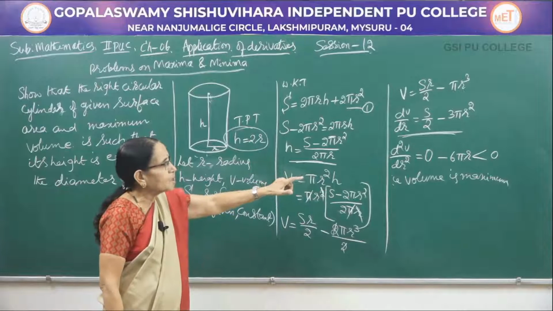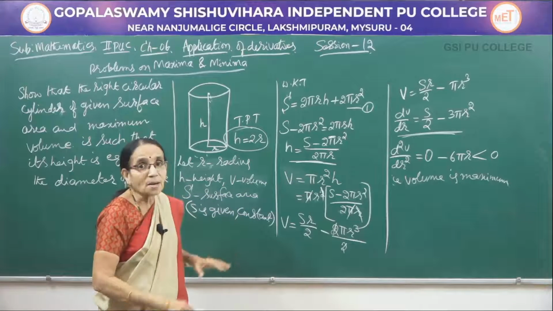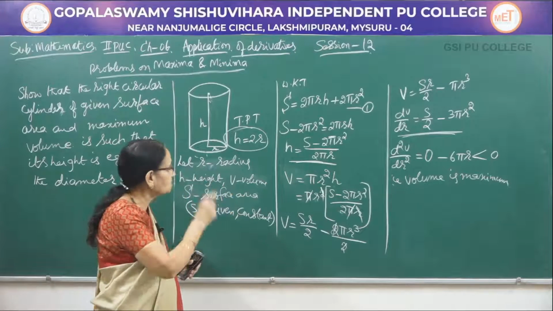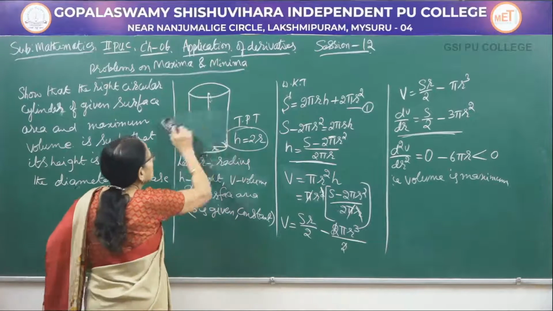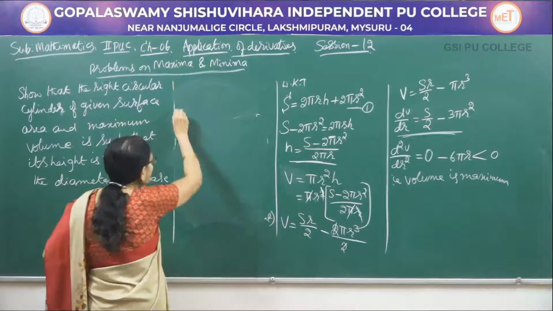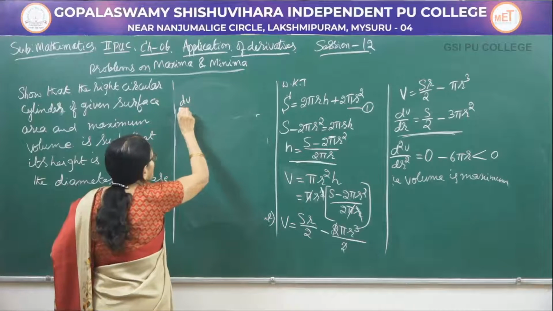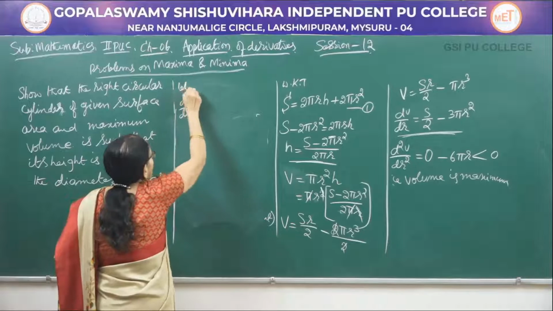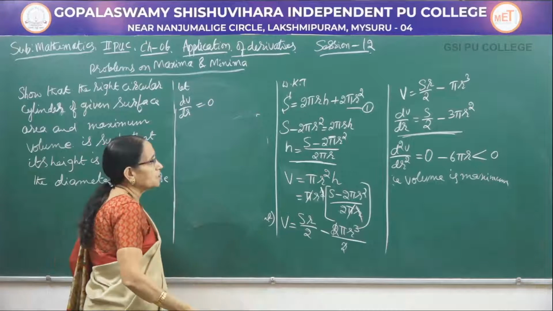So, now we have seen that the volume is maximum because the second derivative is less than 0. It is a negative number. Now, let us move on to the first derivative. You know that the first derivative should be 0. Let dV by dr be equal to 0.